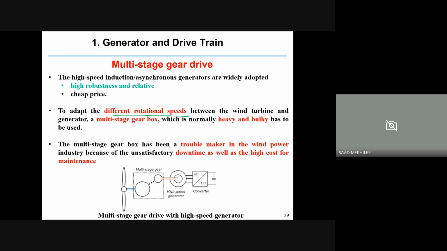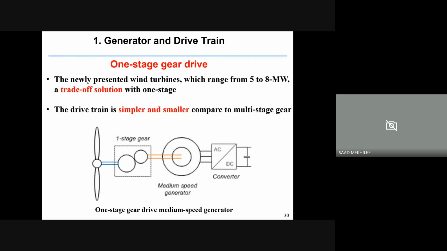Okay, and a multi-gearbox, multi-stage gearbox, which is normally heavy and bulky, has to be used in this kind of operation. So the multi-stage box has been a troublemaker in many wind turbines because of noise and downtime. So this is one of the issues.